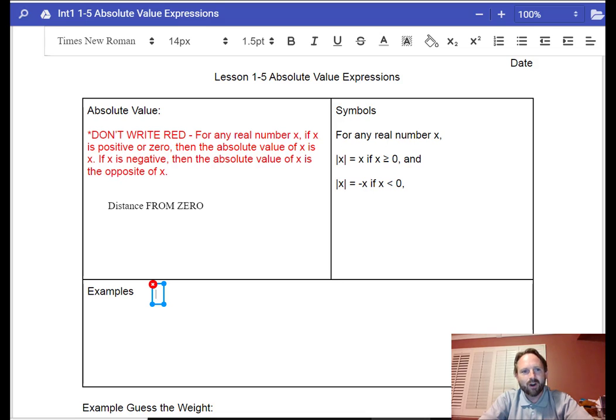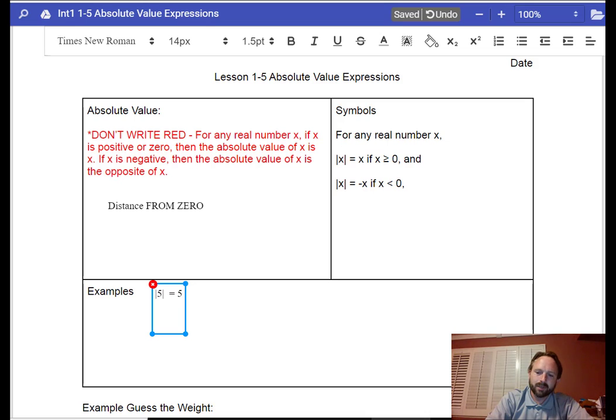So how far from 0 is this? If we have the number 5, how far on the number line is 5 from 0? Well, think of it this way. If you walk 5 feet to the right, how far are you? You're 5 feet. So the absolute value of 5 is 5.